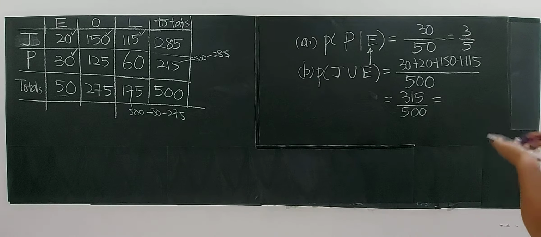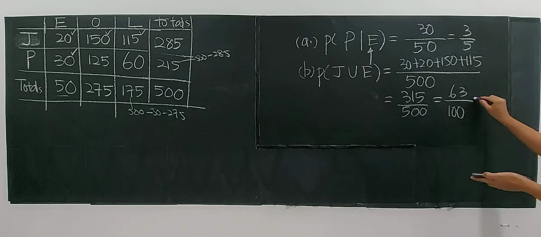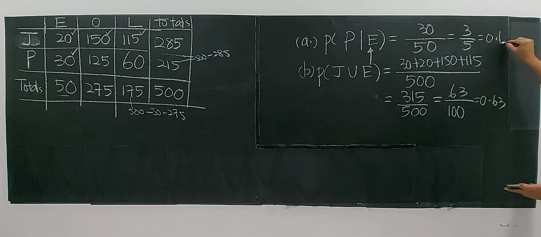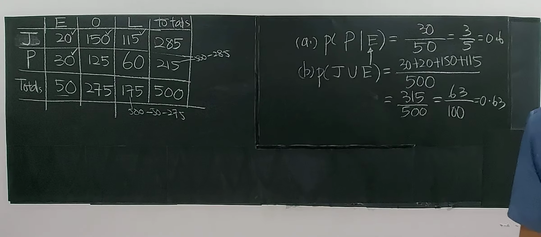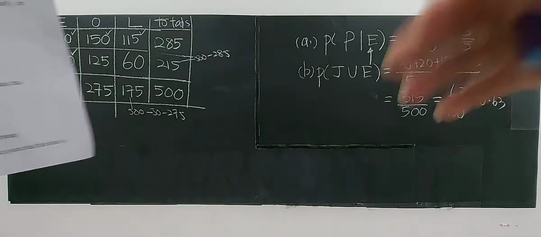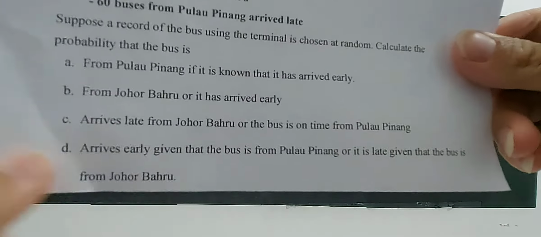So we're giving you 63 over 100, or you can just write it as 0.63. Right? Okay. Now let's look at part C. Alright, we follow the question. I'll teach you the technique of doing this question.